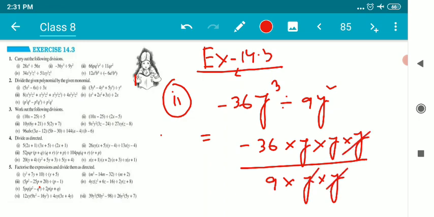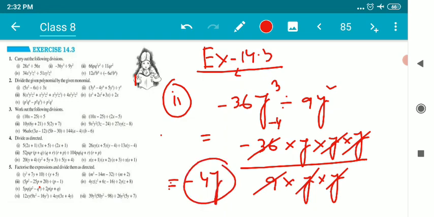y and y will be cancelled. 4 nines are 36, but there is a minus sign in front of 36, so it would be minus 4. Whenever the number we cancel contains a negative sign, the answer we get after cancellation also contains the minus sign. So the answer is minus 4y. Most children will make a mistake and write 4y, but the answer is minus 4y, because the minus sign will also exist.